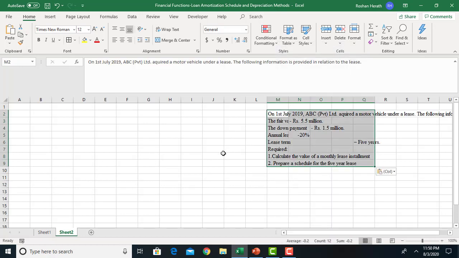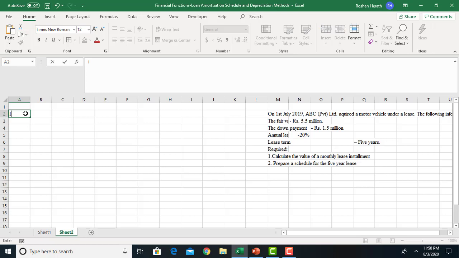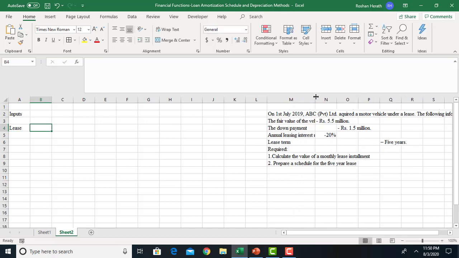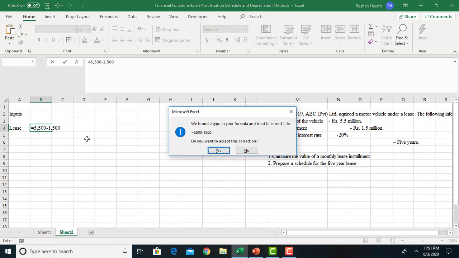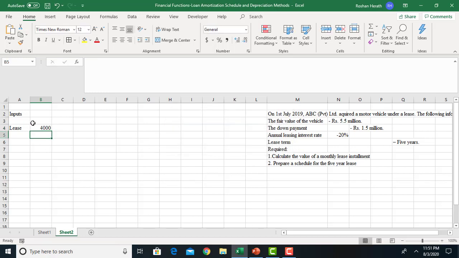Basic question is this. Then let me extract the inputs in this situation. In the given case, you need to identify the inputs. So here you need to identify the lease. In fact, the fair value of the vehicle is 5.5 million. Since you make a down payment of 1.5, all that is outstanding is going to be 5.5 million minus 1.5 million. Let's take the figures in thousands. So all that is left is going to be 4 million.